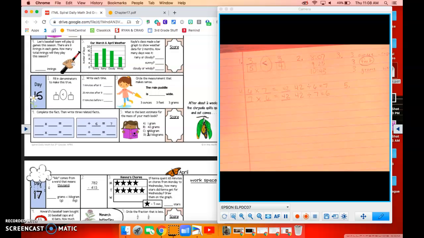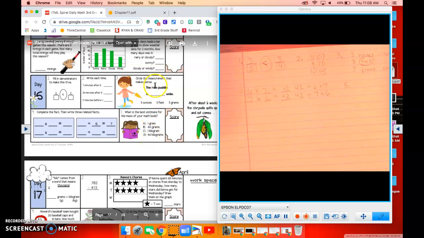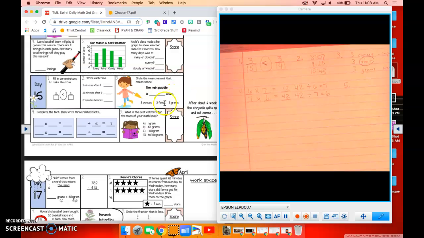That probably isn't going to be right, because grams is weighing a book. We're not weighing a puddle, how wide it is. Yeah, that doesn't make sense, right? So we could cross off 3 grams when we get to this and we notice that. So if that's the case, that's a great chance to go back and correct it.